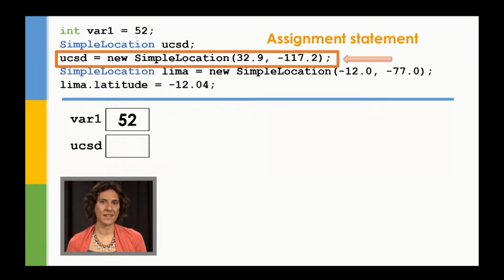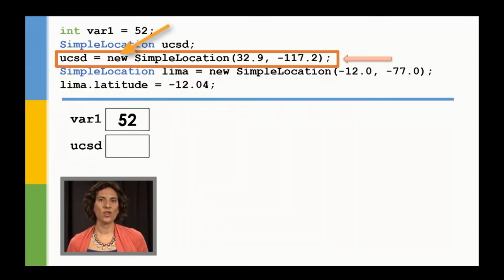It's this next line where things get interesting. This is an assignment statement. What we're doing is creating a new instance, or a new object, of type SimpleLocation, and then setting the value UCSD equal to whatever happens when we create that new object. Now to understand what's going on here and how it's going to affect our memory model, we need to look a little more closely at what happens when we create a new object in Java and what's going on in your computer's memory.